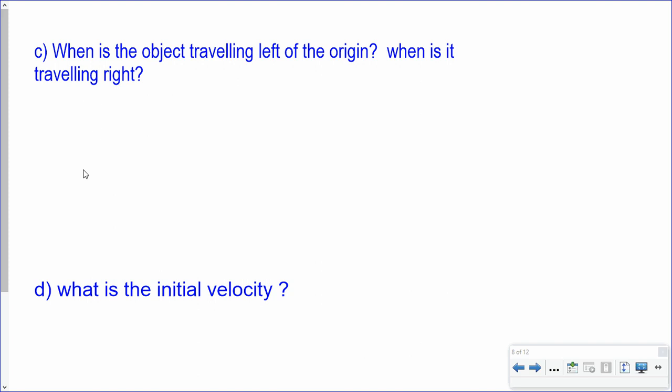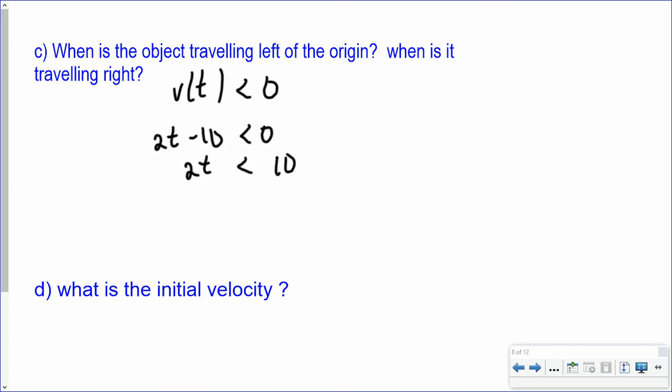Okay, when is the object traveling left of the origin? The word traveling is velocity, and left of the origin is when the velocity is less than 0. I think I just found velocity, it's this function. So I have to solve this inequality. It's traveling left of the origin when t is less than 5 seconds. And that's for left.